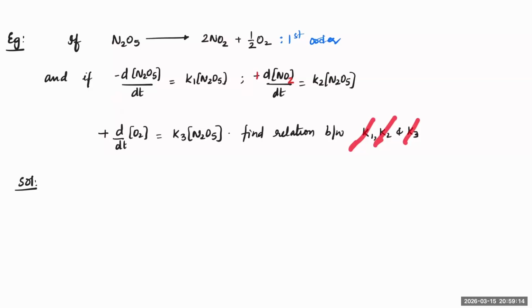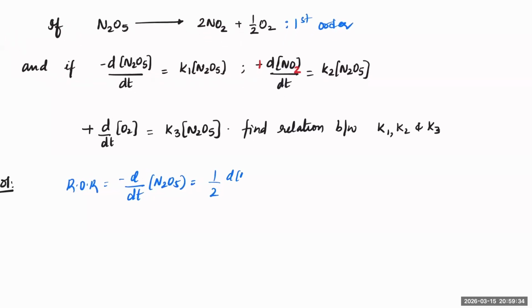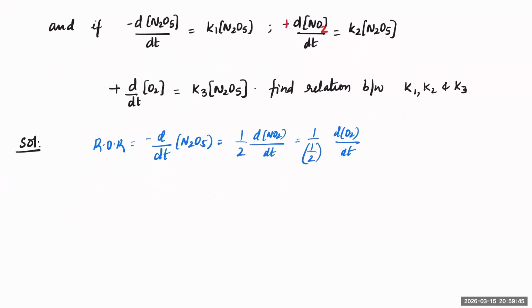Now, you know how the disappearance and appearances are related with each other, that is with respect to rate of reaction. Rate of reaction can be written as minus d by dt of concentration of N2O5, which is equal to 1 by 2 of d of NO2 divided by dt, which is equal to 1 by 2 of d of O2 by dt. Correct?